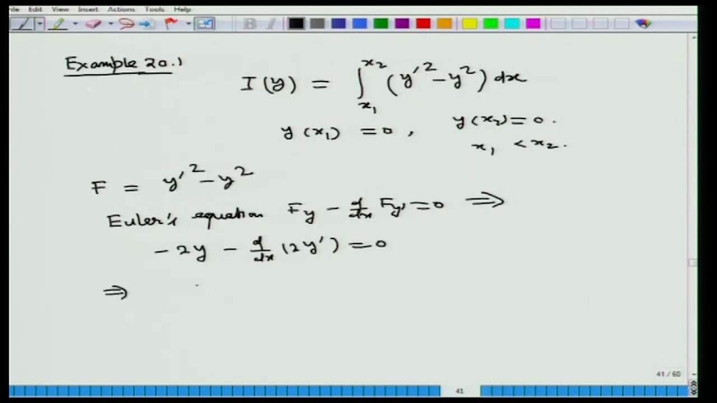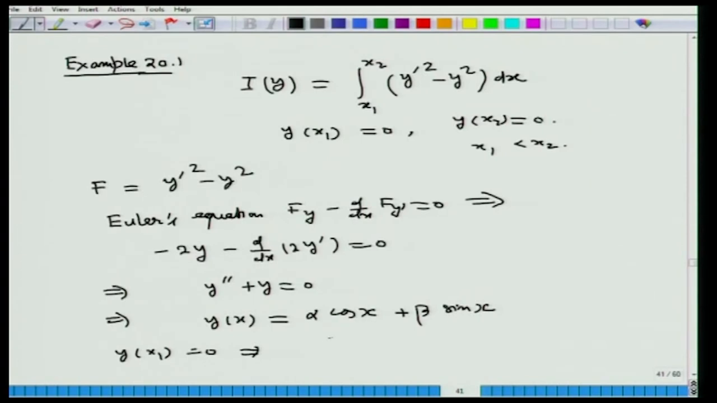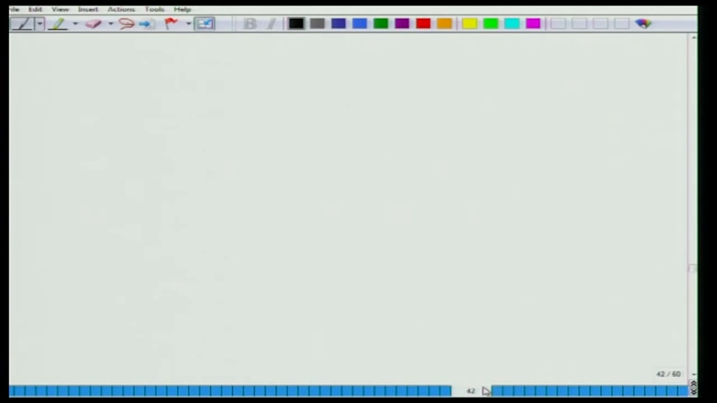This implies that y double prime plus y equal to 0, and so solving this we get y(x) equal to alpha cos x plus beta sin x. The condition y at x1 equal to 0 implies that y(x) equal to some constant c sin(x minus x1). This has already been done. So, that is what we get here. We have x1 somewhere here and x1 plus pi. So, we get these curves here like this.